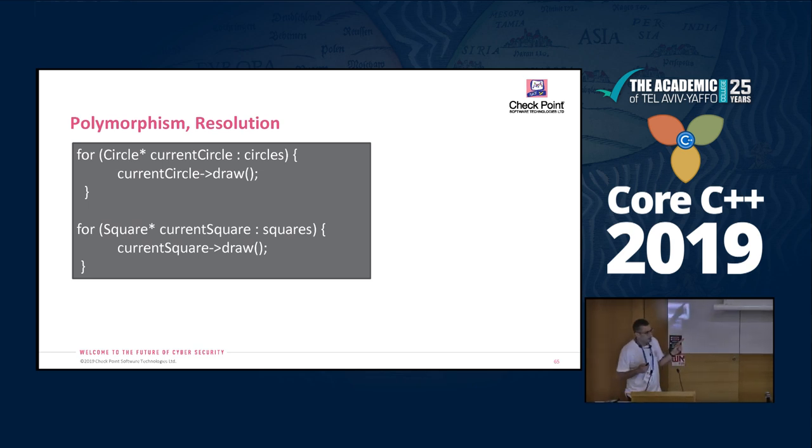As an added value of this, draw can now be devirtualized, so it obviously can be optimized even further. But we do lose the ordering here. If I need to order all of my shapes in a certain order, I lost it here.